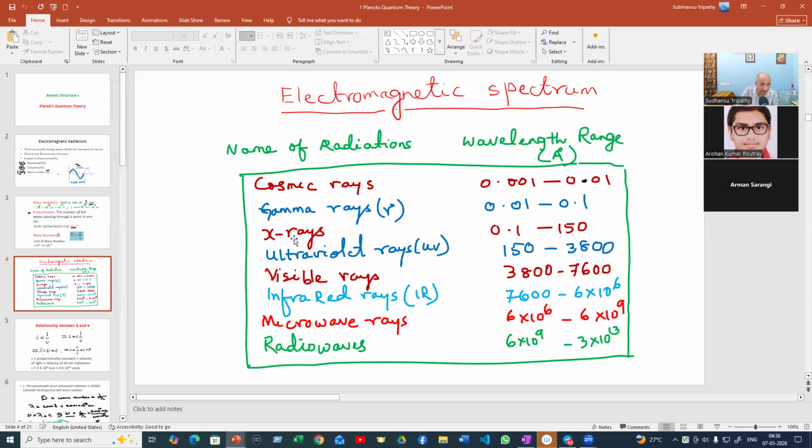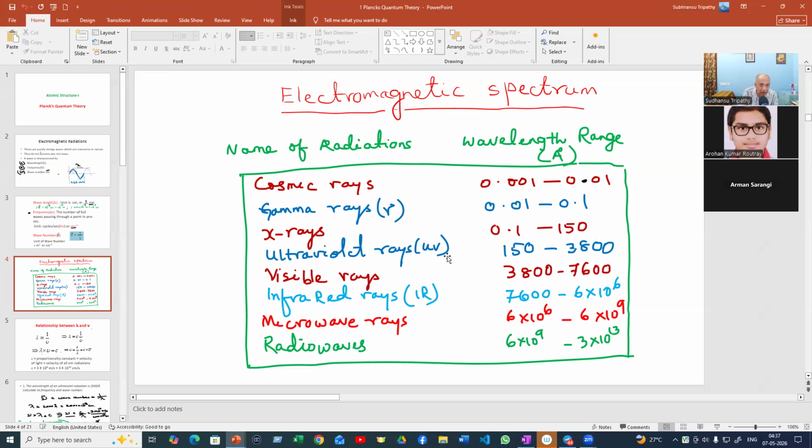Then followed by X-rays, which are produced mostly artificially by bombarding an electron beam with a particular energy onto an element, which hits the core electrons and knocks them out. When the higher electrons come back to the lower state, they emit another type of radiation that is called X-ray, and its wavelength is 0.1 to 150 angstrom.